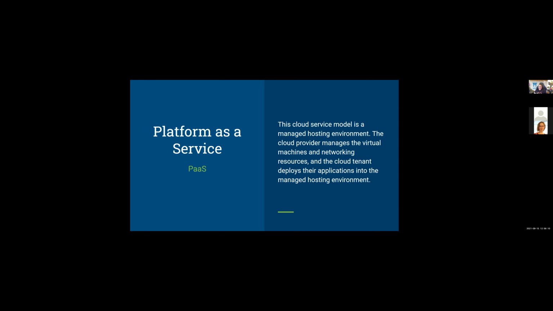Platform as a service is kind of like a managed hosting environment. Azure manages all the virtual machines and the networking resources, and we just deploy the applications. So that's like a hosting company like GoDaddy. All we do is rent the space and upload our material, and they take care of it from there. That's what platform as a service is kind of like.